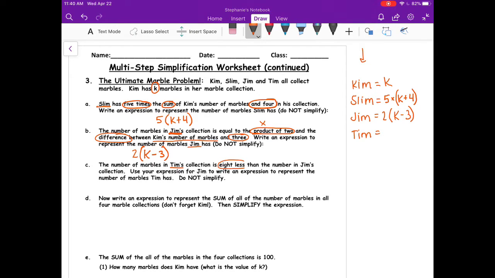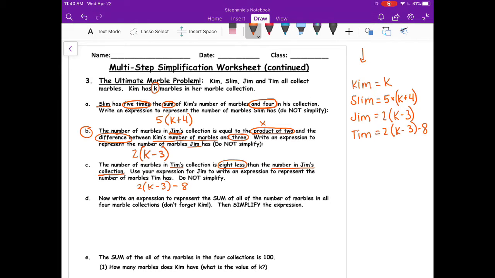Okay, so we're looking at Tim's marbles and it's 8 less than the number in Jim's collection. Perfect, I already know how many Jim has. 2 times K minus 3. Tim just has 8 less. So I'll go ahead and write 2 times K minus 3 minus 8. That one was pretty simple, right? Let's look at D together.